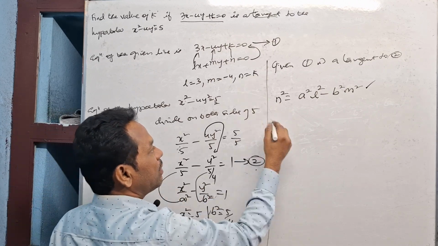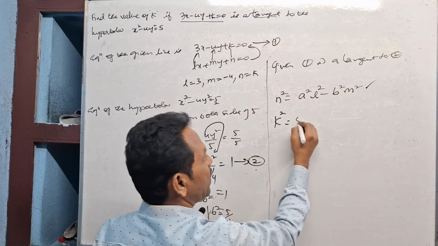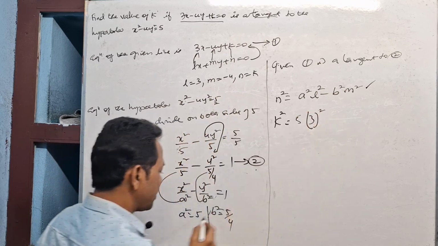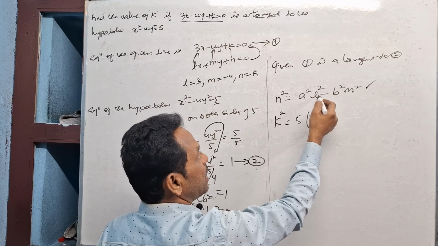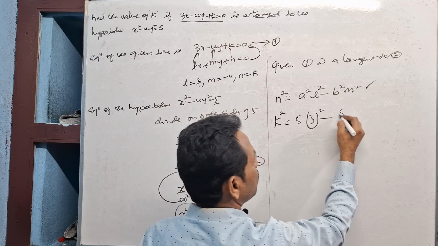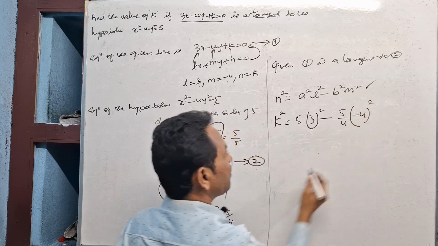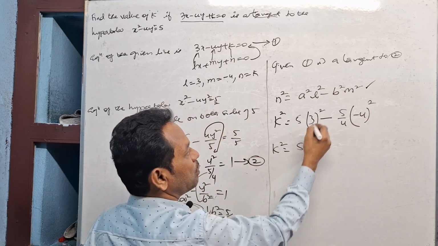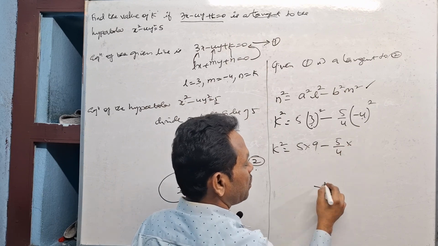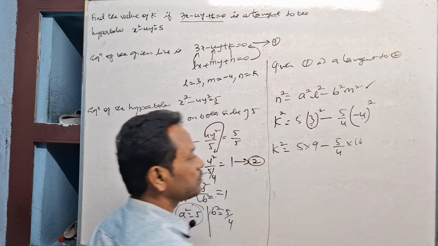The value of n is k, so we'll get k square equal to a square. The value of a square is 5, into l value which is 3, so 3 square, minus the value of b square which is 5 by 4, into the m value which is minus 4, whole square. So let me simplify. k square equal to 5 into 3 into 3 is 9, minus 5 by 4 into minus 4 whole square, which is minus 4 into minus 4, that is nothing but 16. Let me take 16 there.